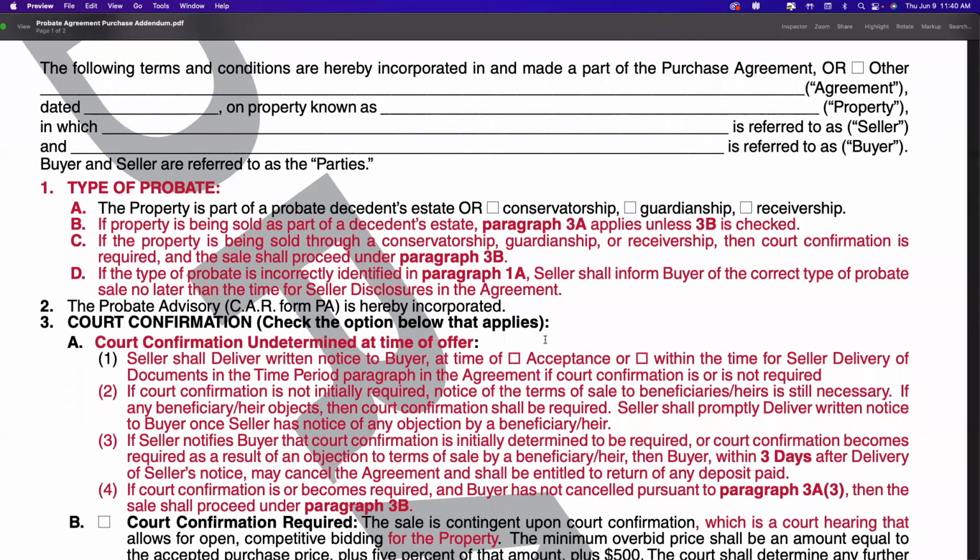If the property is being sold through conservatorship or guardianship or receivership, then court confirmation is required and the sale shall proceed under paragraph 3B.